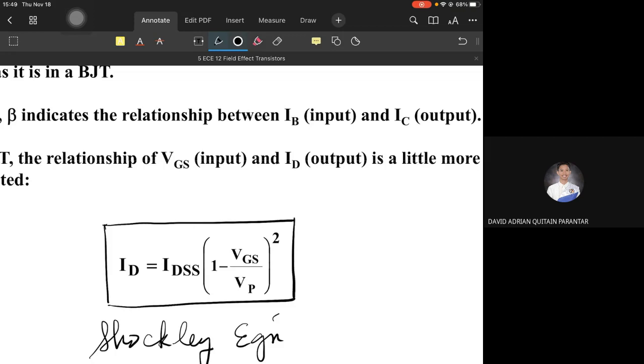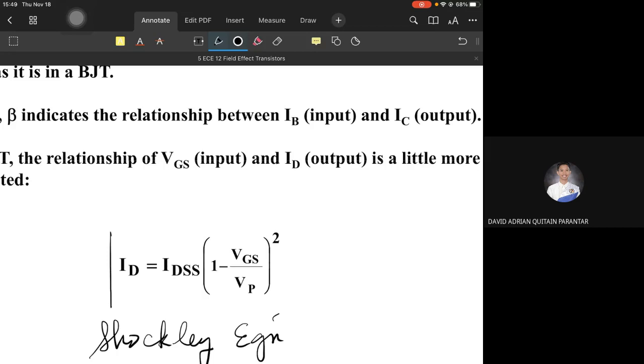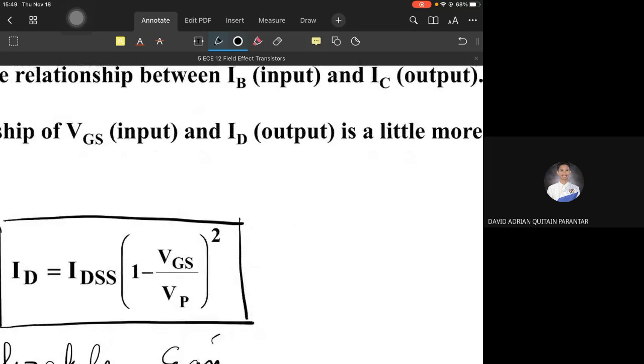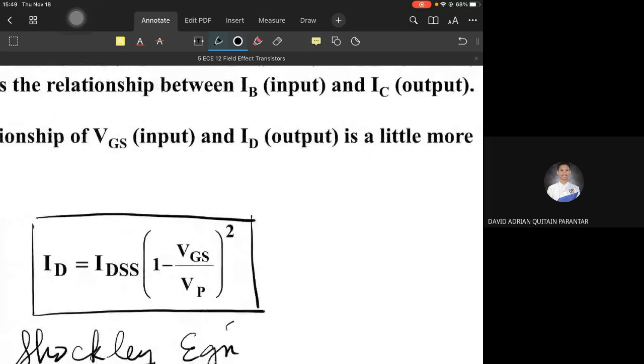If we don't want to memorize formulas or refer to the table, we can derive them, but that is a lot more work. But if there is one thing to memorize, it is this: ID, the current from the drain to the source, is equal to IDSS times (1 minus VGS over VP) squared. Some other relationships you may not need to memorize, since they are easy to derive.